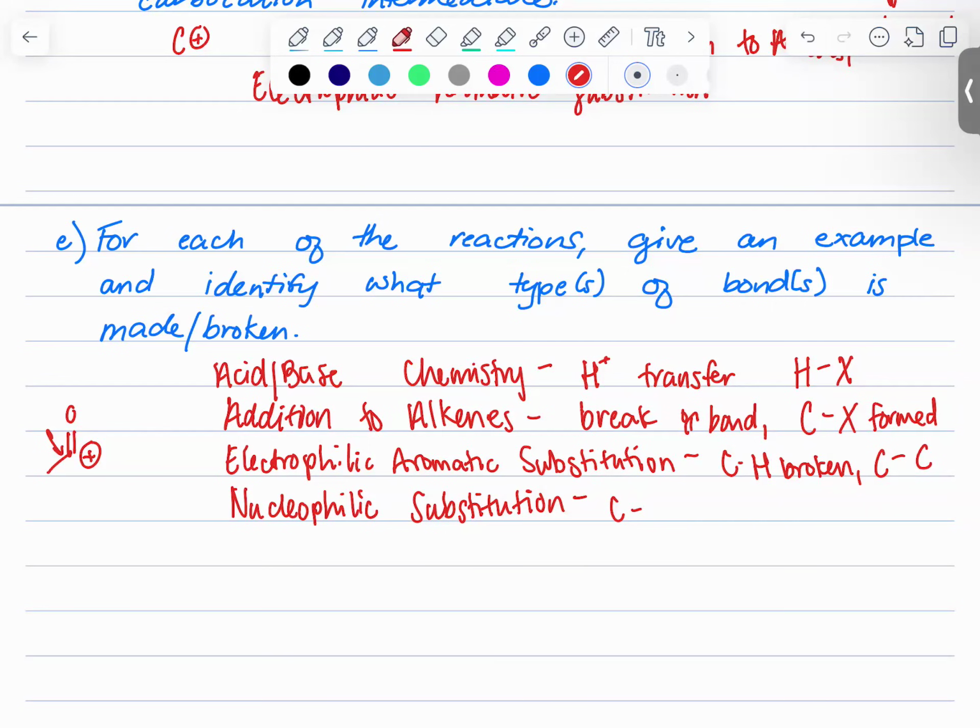So, bromine is a good example. What is bromine, a nucleophile or an electrophile? We're going to break a C-nucleophile bond. And what will we form? It is the same. We're just doing it to a new nucleophile.